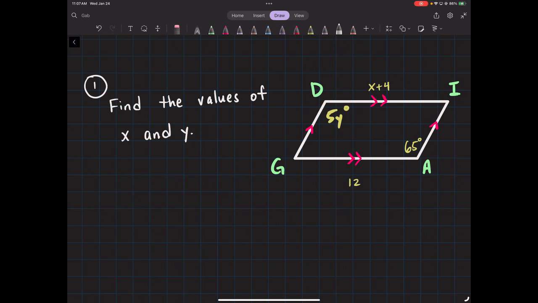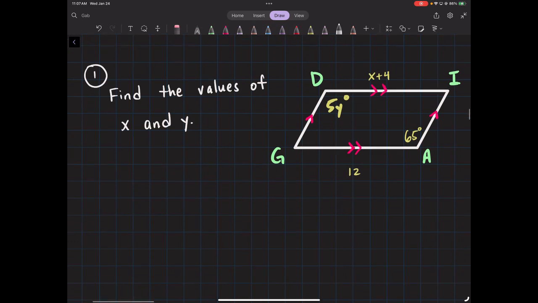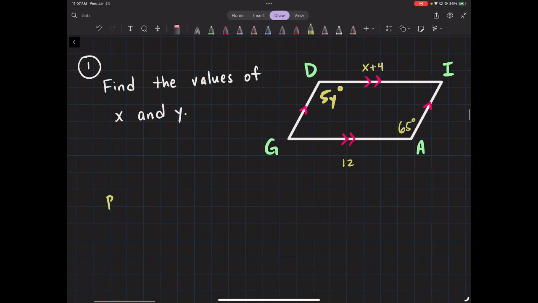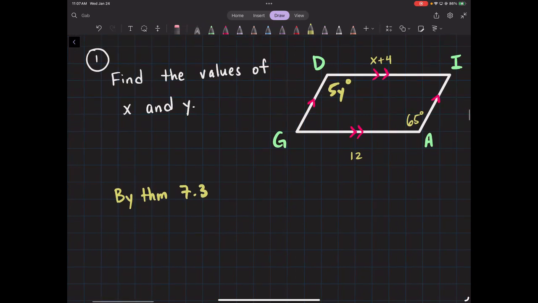DI. Oh, DI? So for X? Okay. Can you tell me what theorem you want to use? We start with 3. Okay, let's start with 3 then. Theorem 7.3 says opposite what are congruent? What is DI? Is DI a side or an angle? That's a side. A side, so opposite sides are congruent, yeah?